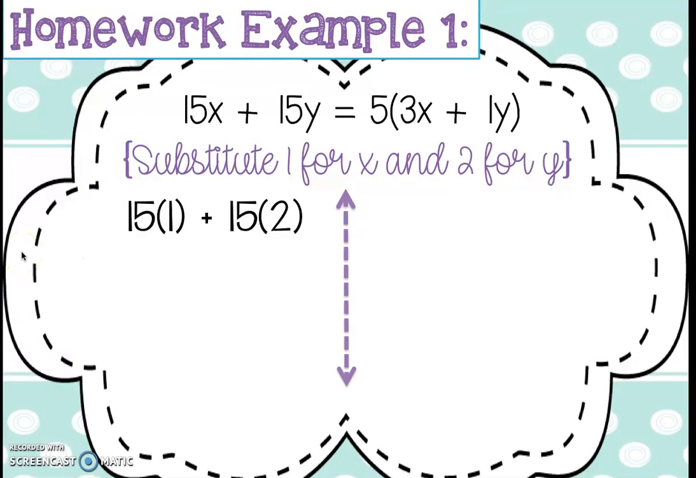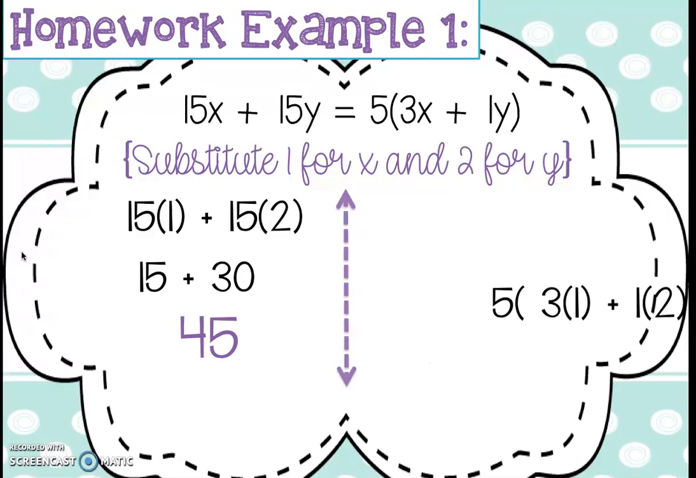Now we're just going to use the order of operations to solve. In the order of operations, multiplication comes before addition. So we're going to multiply 15 times 1, which is 15, plus 15 times 2, which is 30. Now we've done our multiplication, and we only have one final step: we're going to add 15 plus 30, and we get 45. Now that we're done with the left side of the equation, we're going to go over to the right side, solve it out, and see if it gives us equal values on both sides.